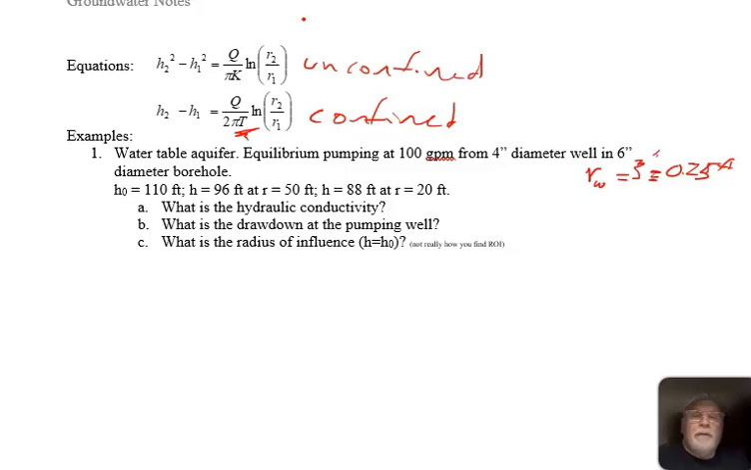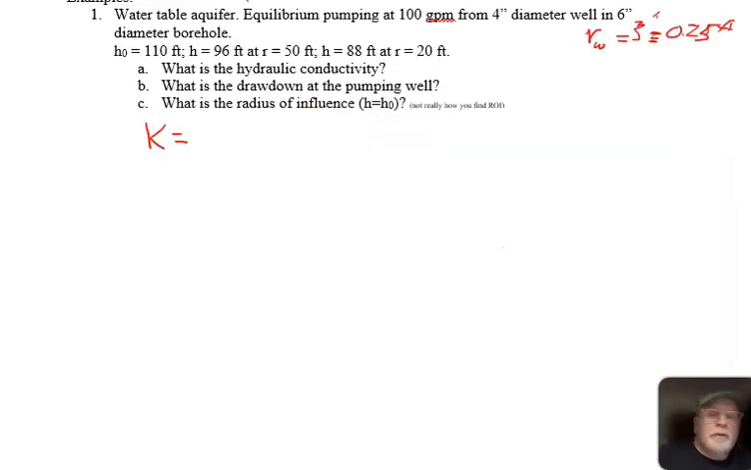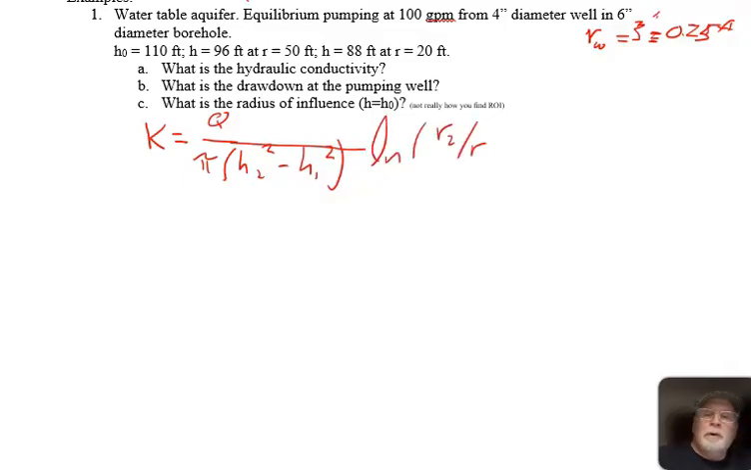All right, so we have these numbers here. The initial head is 110 feet. The head is 96 feet at a radius of 50 and 88 feet at a radius of 20. From this equation up here, on the previous page, I have it arranged for K. K equals Q over pi times H2 squared minus H1 squared times the natural log of R2 over R1.